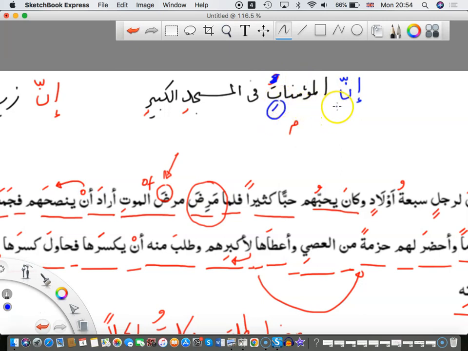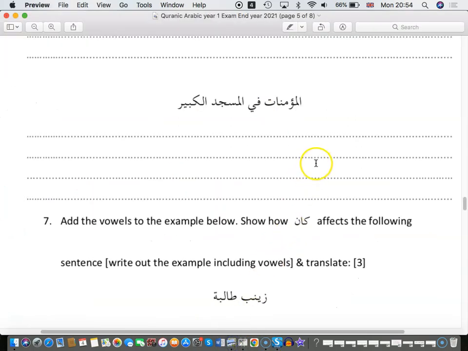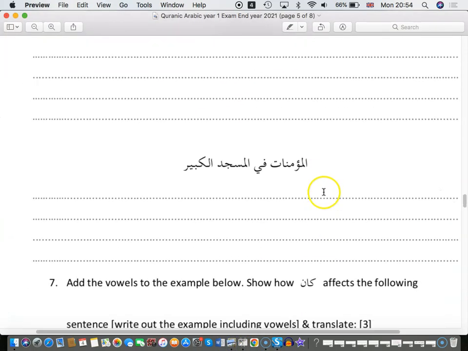So translate. Innal mu'minati, indeed the female believers. If you wrote worshippers, you don't get the mark. Okay, so indeed the female believers are in the big masjid. Okay. Anybody have a question on that? No?